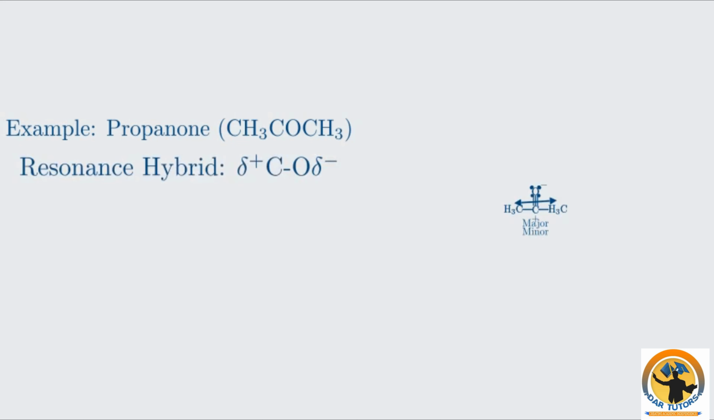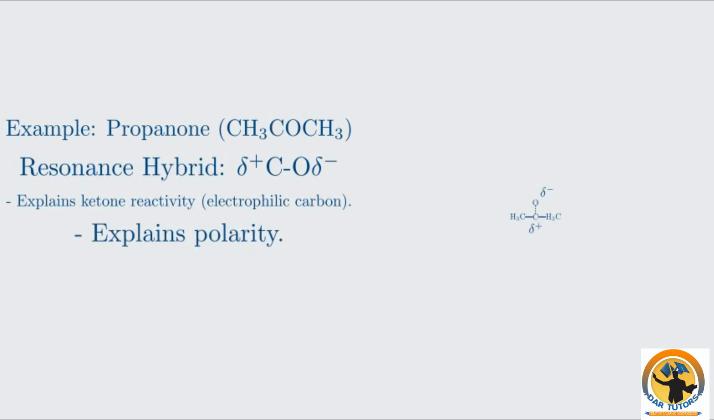This minor resonance structure contributes to the overall resonance hybrid, resulting in a partially positive carbon atom and a partially negative oxygen atom. This explains the observed polarity of ketones and, critically, why the carbon atom in the carbonyl group is an electrophile. It is susceptible to attack by electron-rich species called nucleophiles.